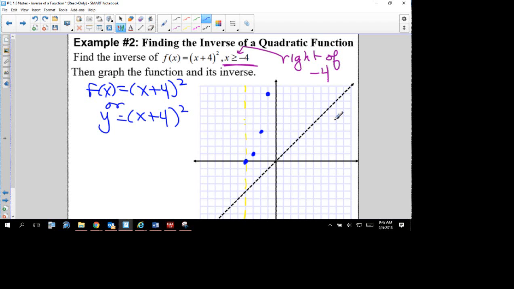here, and it would mirror, except there's a restriction on my domain that says only graph x's that are greater than or equal to -4. So I'm not graphing anything on the other side of that parabola. We just did that with piecewise function.